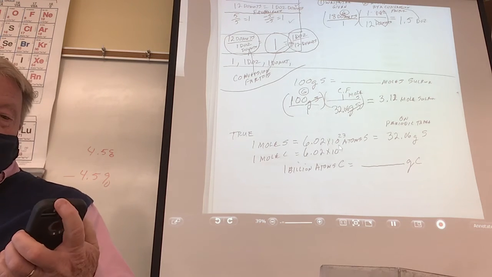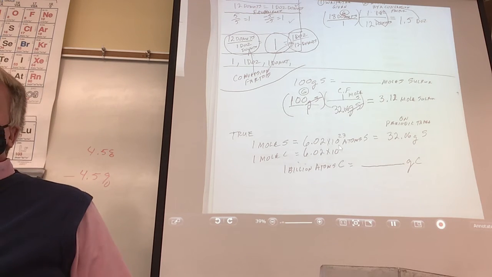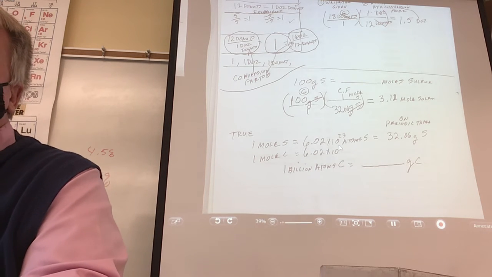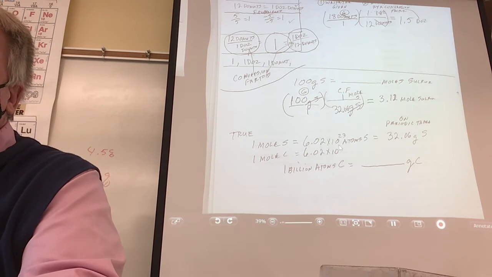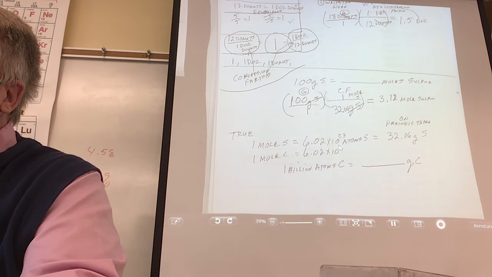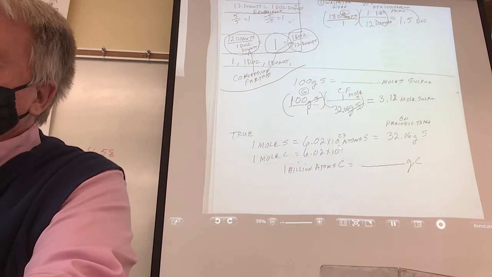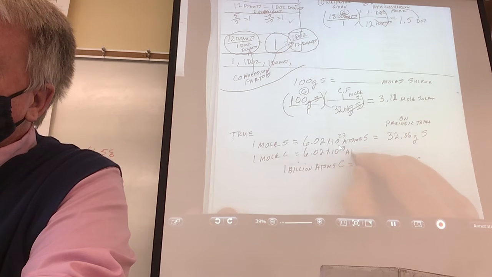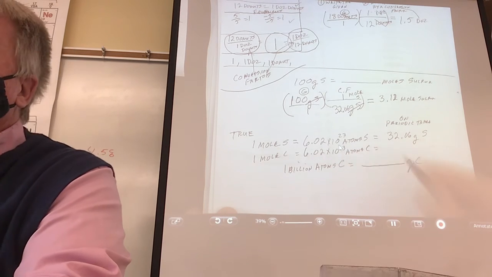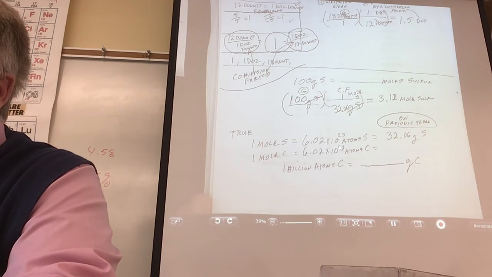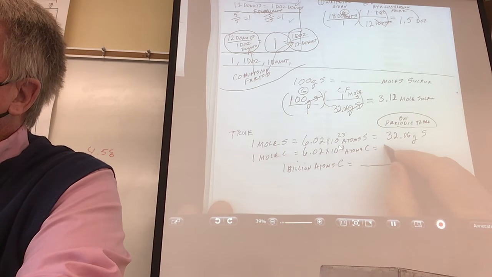6.02 times 10 to the 23rd. Today is the 19th. Guess what October the 23rd is? The first day of the... At 6:02 a.m. and 6:02 p.m. That's Mole Day. Mole Day is 6:02, 10:23. Okay? Now, where did I get that third number?